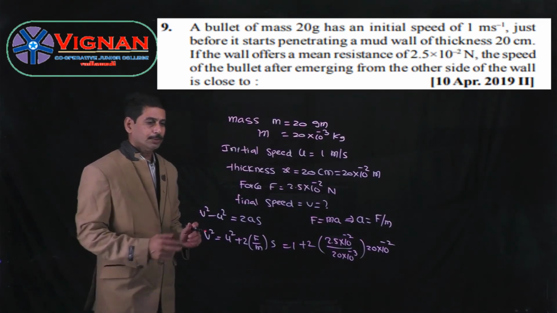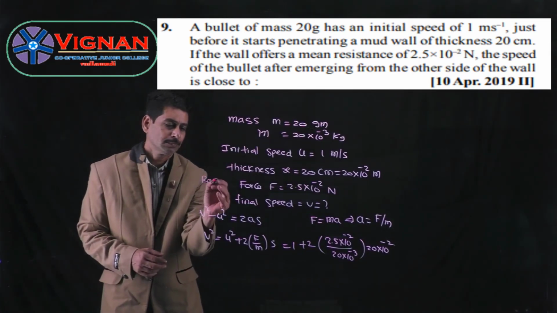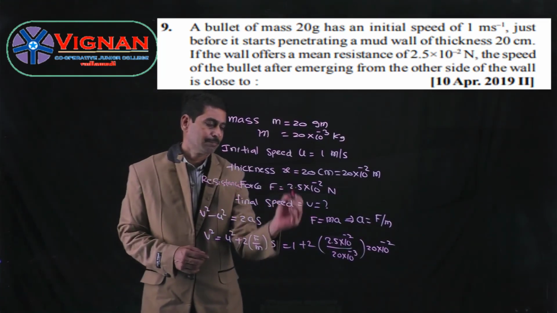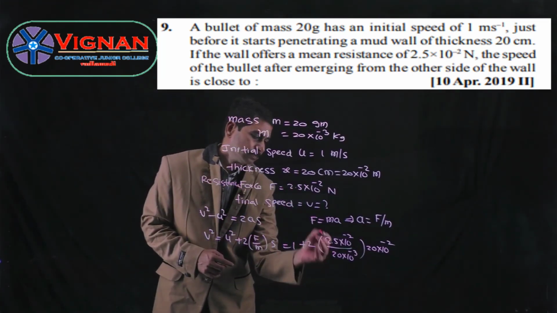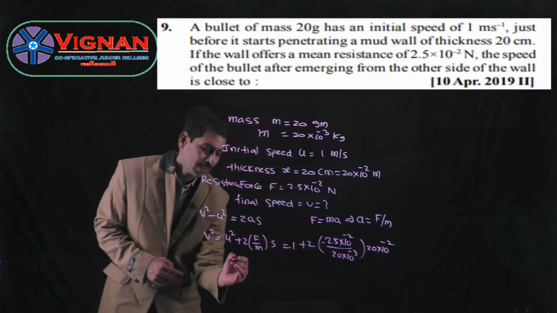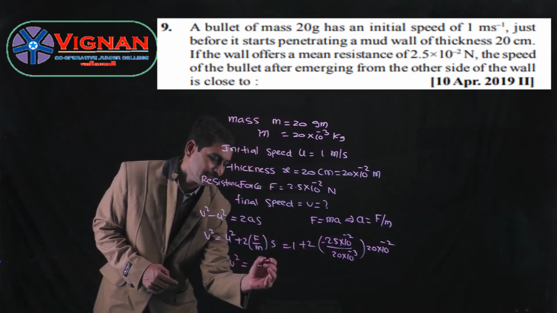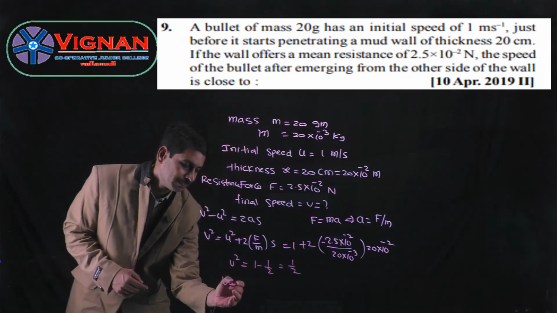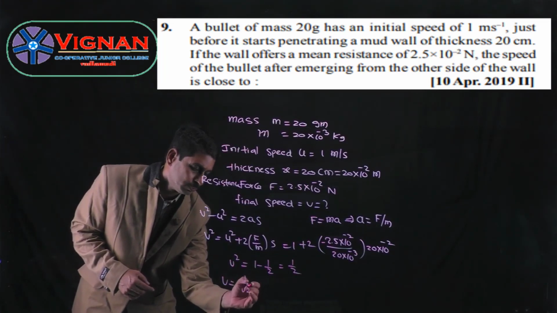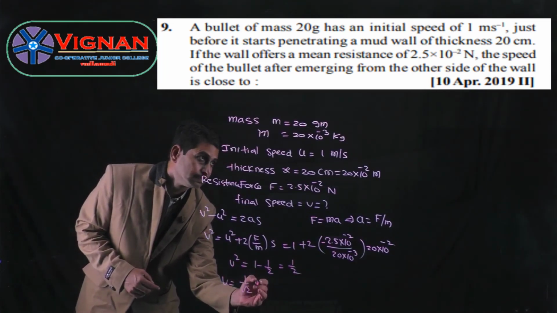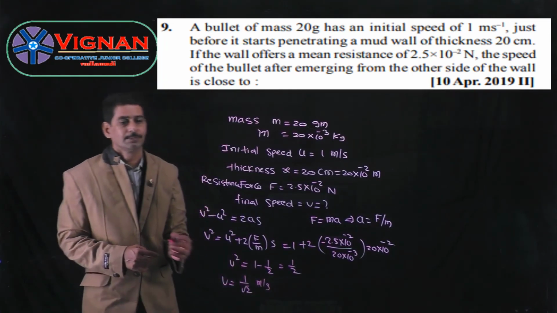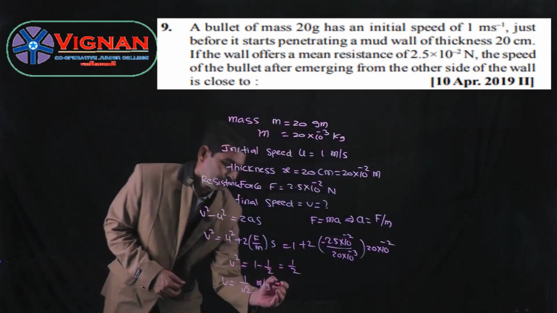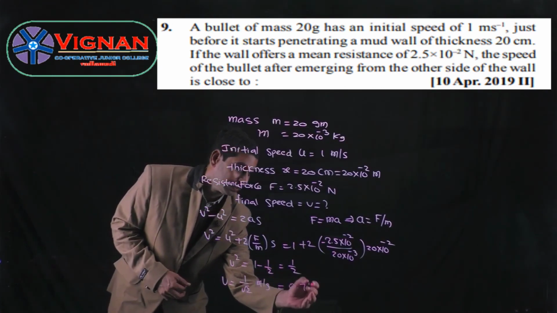So here the force is nothing but the resistance force, so I have to take the force as minus. Then we get v square is equal to 1 minus 1 by 2, which is nothing but 1 by 2. So the velocity v is equal to 1 by root 2 meter per second. That is, we get this value as 0.7 meter per second.